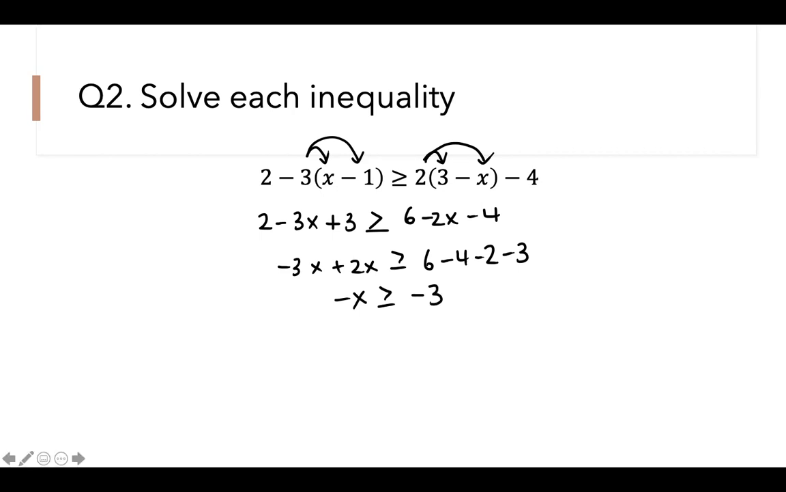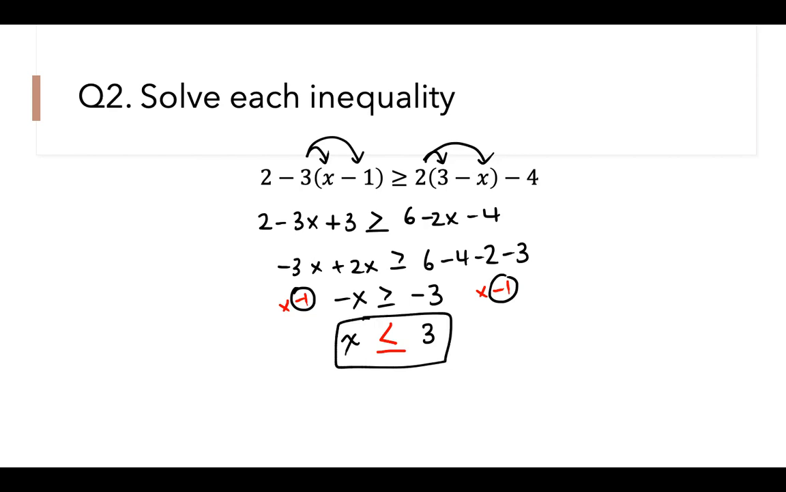Now we want to isolate for x, and there's a negative 1. Every time you divide or multiply by negative 1, so I'm going to multiply by negative 1 on both sides, the inequality sign is going to flip this way. Negative x divided by negative 1 becomes positive x, and negative 3 divided by negative 1 is going to be 3. So always keep that in mind when you're multiplying or dividing by a negative: for inequality, you have to switch the sign. So this is my final answer.